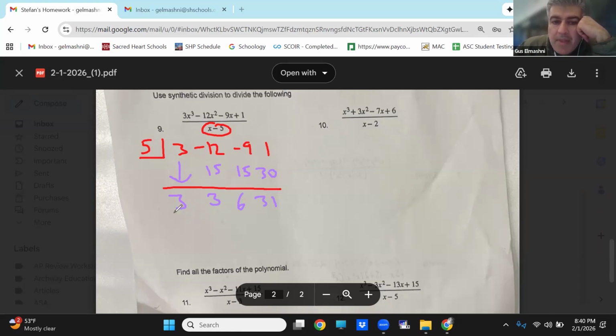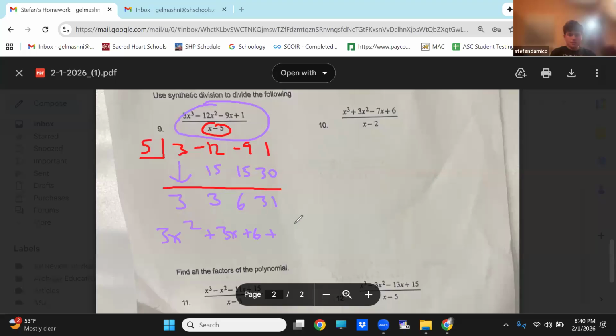What happens is that these numbers are the coefficients of the division. Because you have x cubed and you divide by x, it goes one power down. So it's 3x squared plus 3x plus 6 plus 31 over x minus 5.